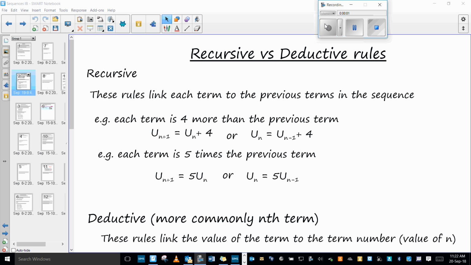This is just terminology stuff for you. A recursive rule just links a sequence to a previous term. What's a really well-known recursive sequence that you've learnt about in the past, where a later term is determined by the previous ones? Begins with an F.